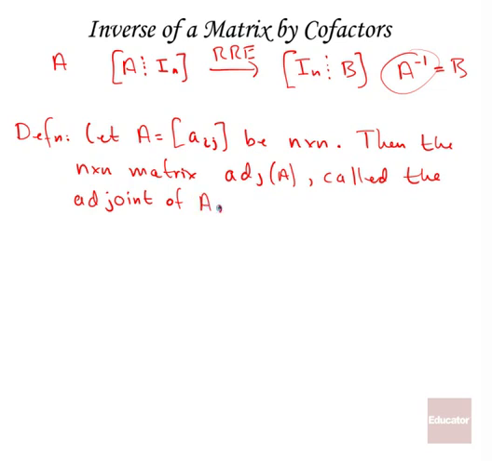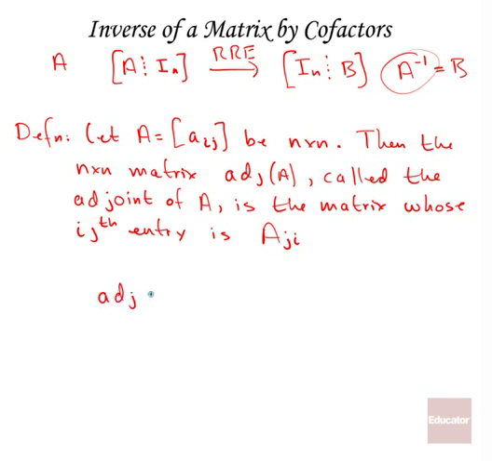...of A is the matrix whose ij-th entry is the cofactor Aji. In symbols, it looks like this: the adjoint of A, and sometimes you'll see parentheses around it, sometimes not.